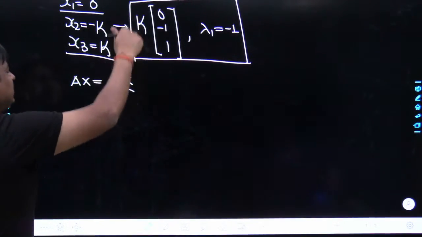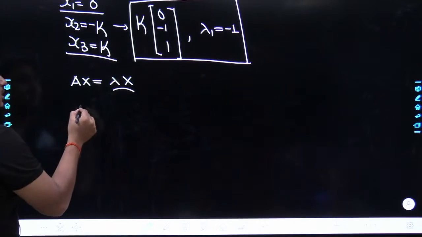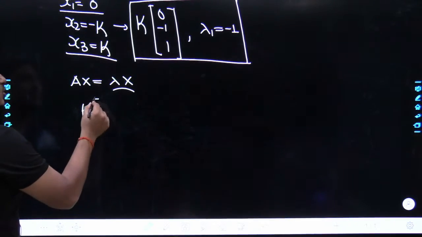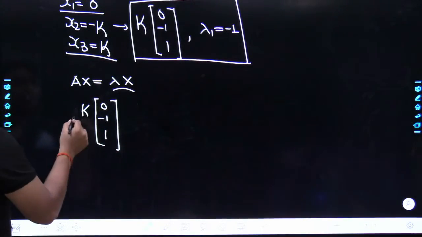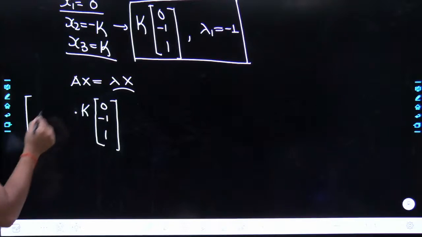May I know what the x is over here? The x is nothing but k. You can take this as a constant in future. 0, minus 1 and 1. May I know what the matrix A is? Matrix A can also be written over here.